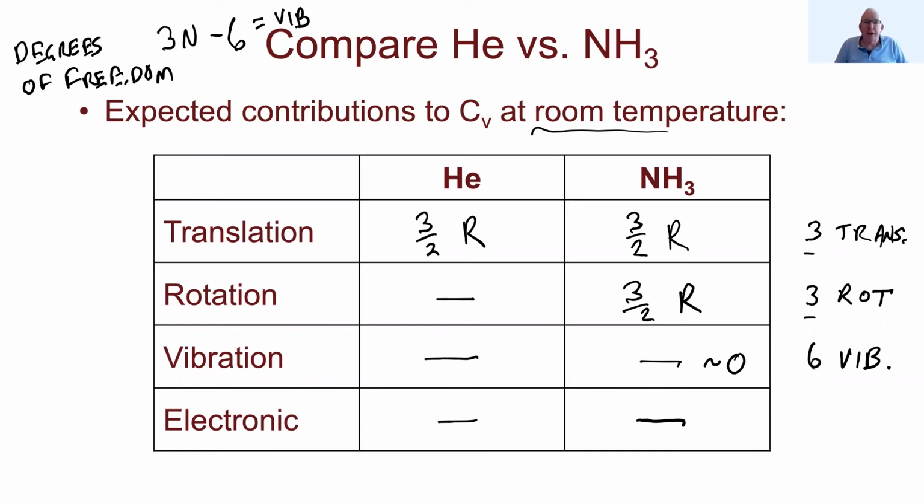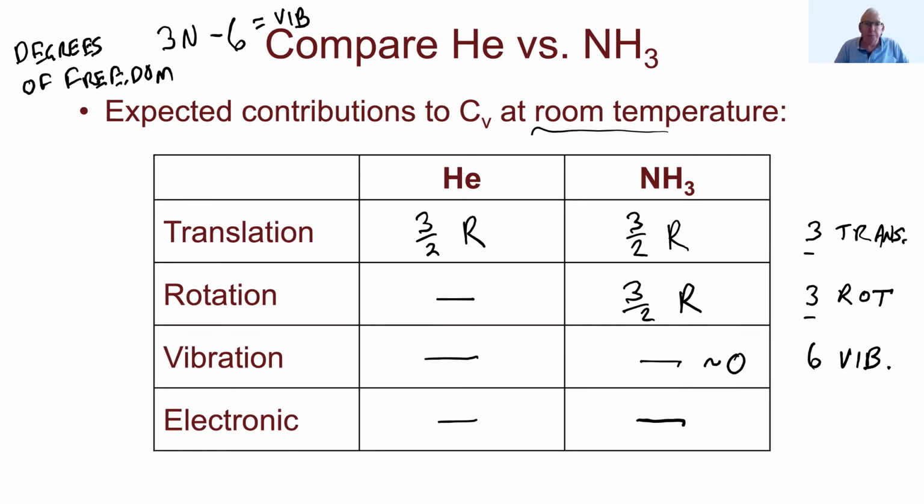So if I have to make a back of the envelope guess for the heat capacity of ammonia at room temperature, I am going with 3R, based on that bit of thinking. So let's take a look at the actual value and see how well our estimate does.